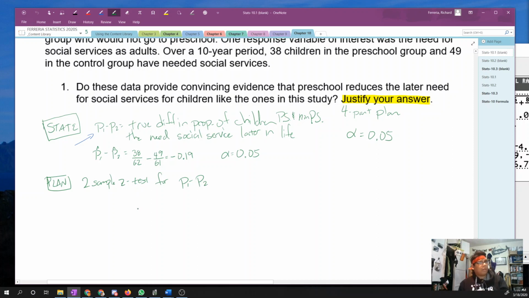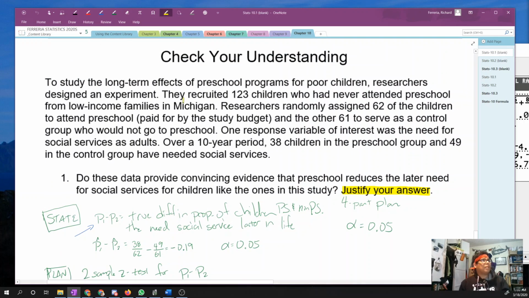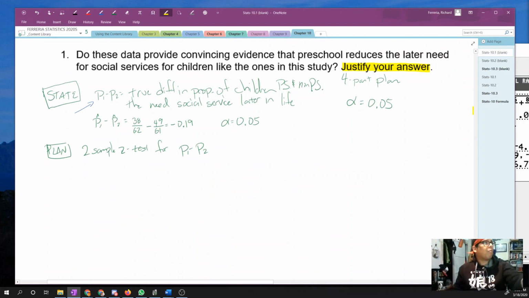How about our conditions? Okay, so condition 1. Are these random samples? Is there anything in this that says random? Let's see. They randomly assigned. Okay, so random assignment, yes, that counts. So we have random assignment. Okay, that's our first one.